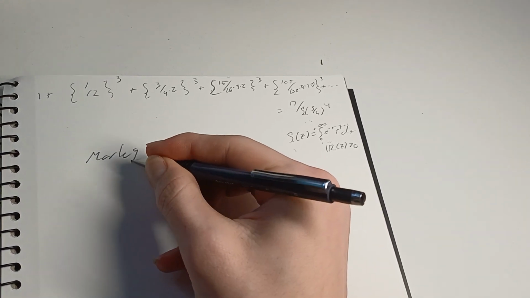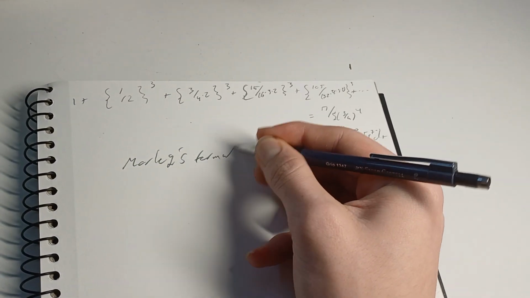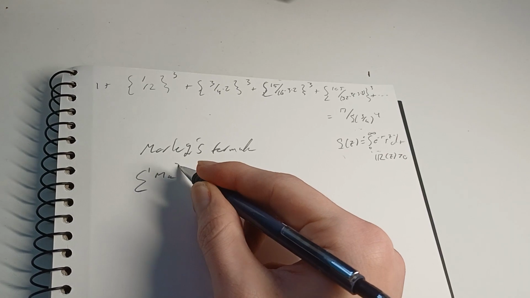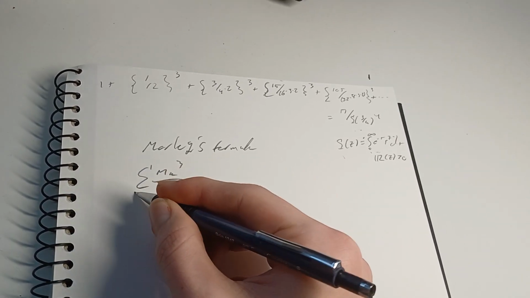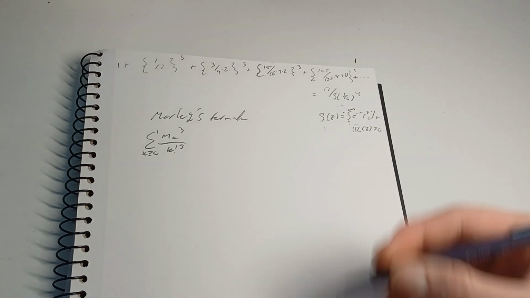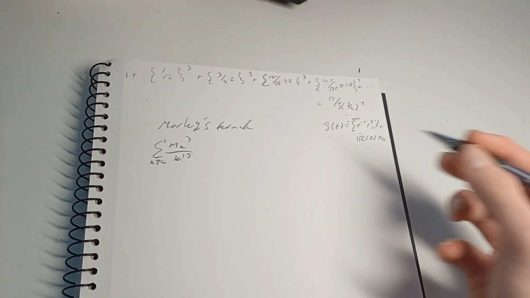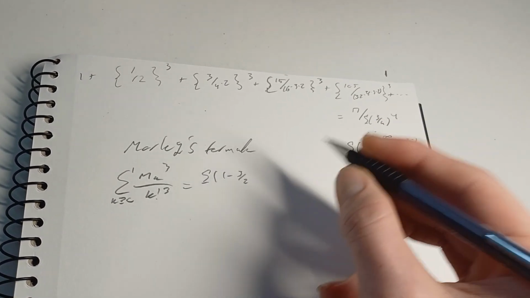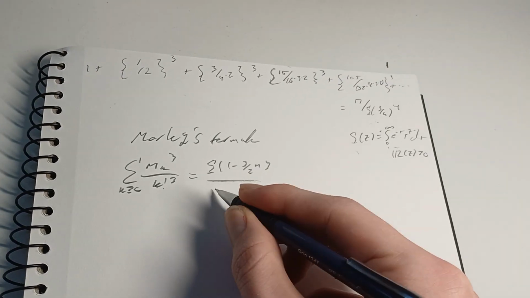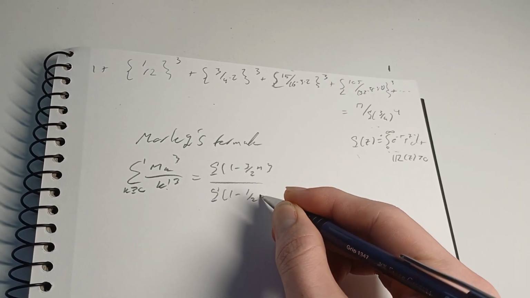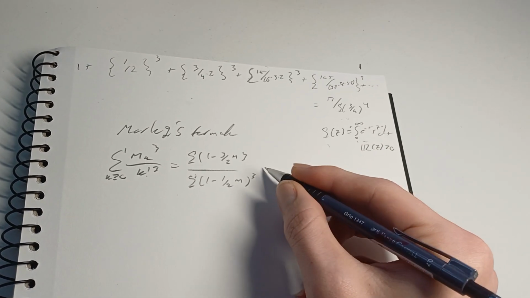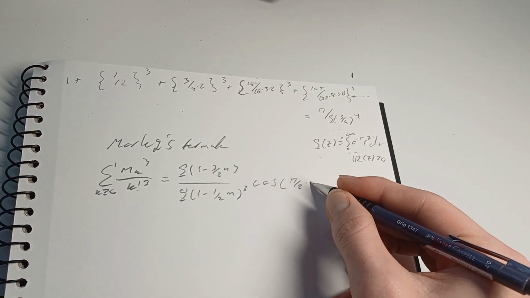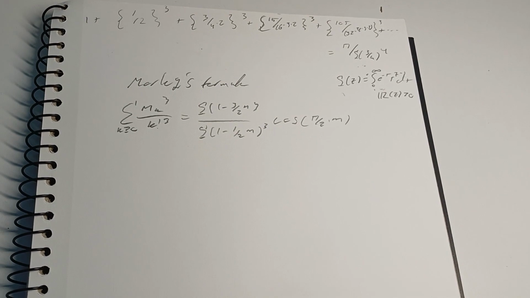So Morley's formula is quite powerful to calculate these kinds of summations. It is the summation of the rising factorial cubed over the factorial cubed as k goes from 0 to infinity. And it will be just the gamma of 1 minus 3/2 times m over gamma of 1 minus 1/2 to the m cubed, times cosine of pi over 2 times m. So this is Morley's formula.